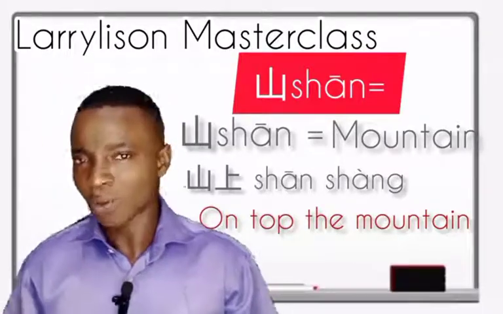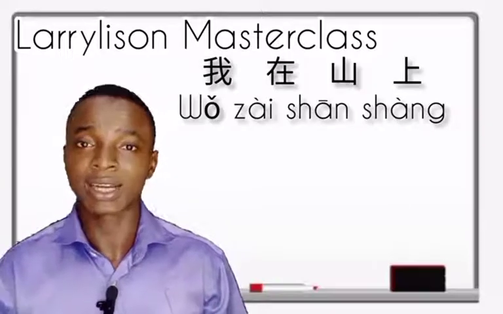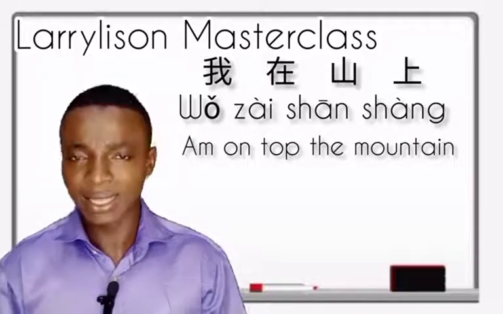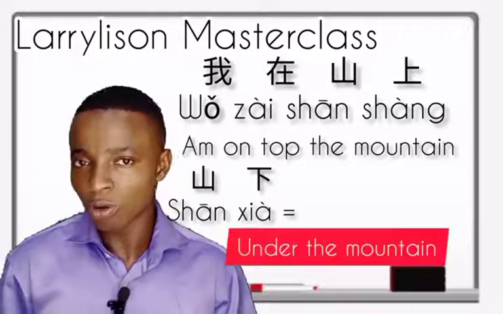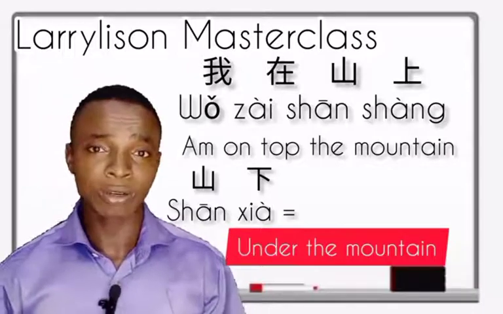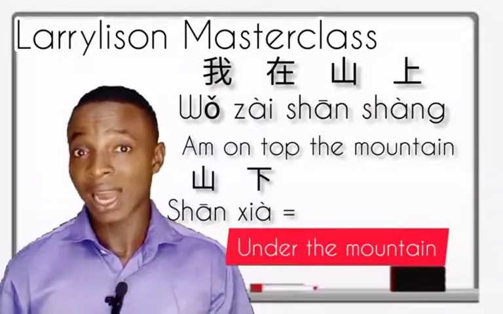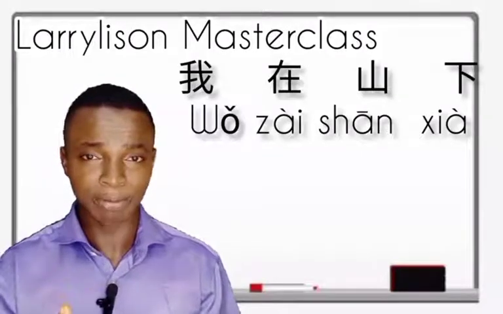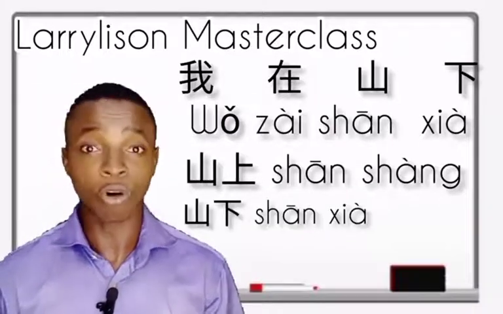So for example, if I want to say I am on top of the mountain, I can say 我在山上, meaning I am at the top of the mountain. Then another example is 山下, meaning what? Below or under. Xia literally means below or under. So 山下 means below the mountain or under the mountain. If I want to say I am under the mountain, I can say 我在山下. We've learned two examples. 山上 meaning above the mountain, 山下 meaning below the mountain or under the mountain.